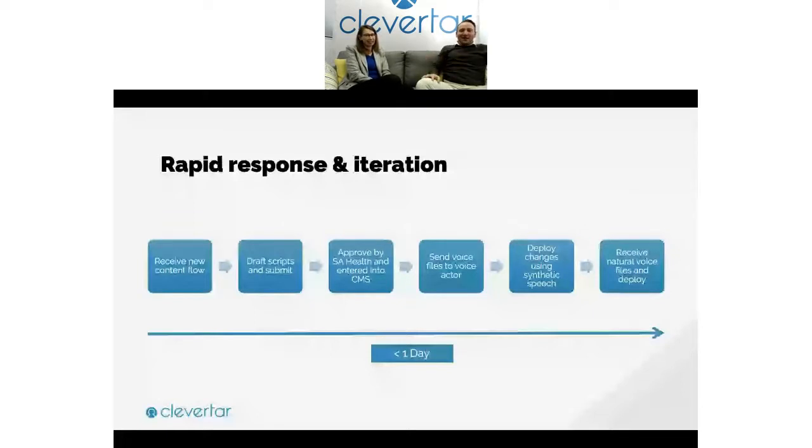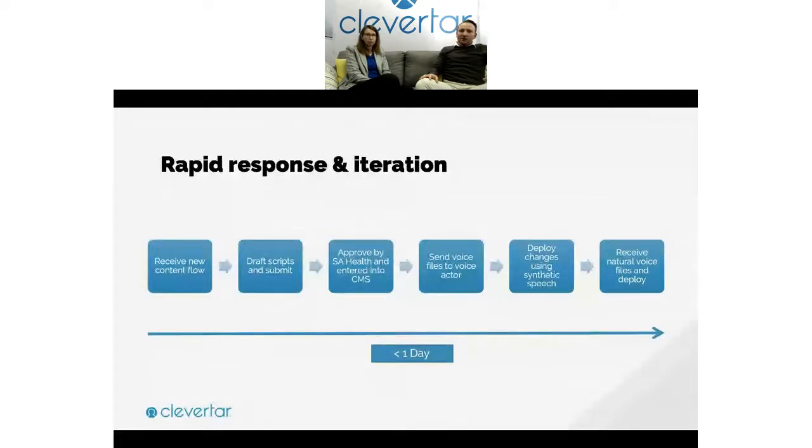Following on from that, I mentioned previously that we've made a lot of iterations to the content over time. That's been extremely important as we've had to make changes quickly in response to the SA government's changes to testing protocols, border closures, all those types of things. And we have to do that quite rapidly. We receive the content and the new content flow. We then draft the scripts up, which in some cases has changed 80% of the entire program flow for Zolly and what she actually delivers to customers.